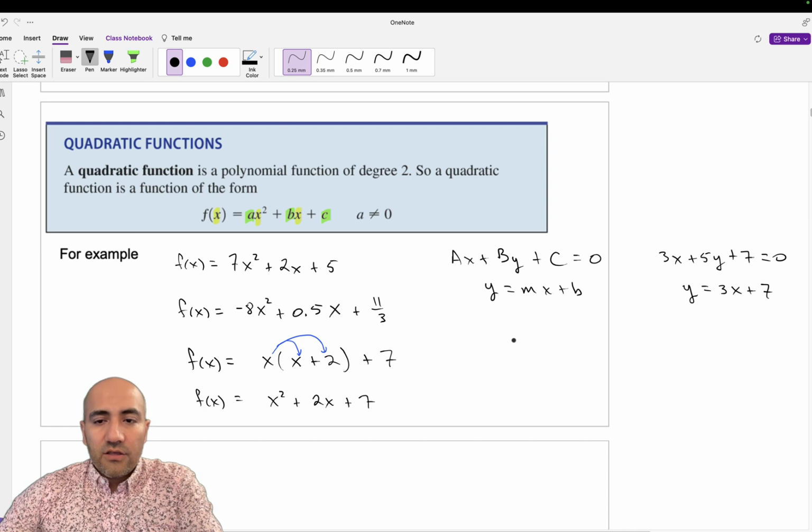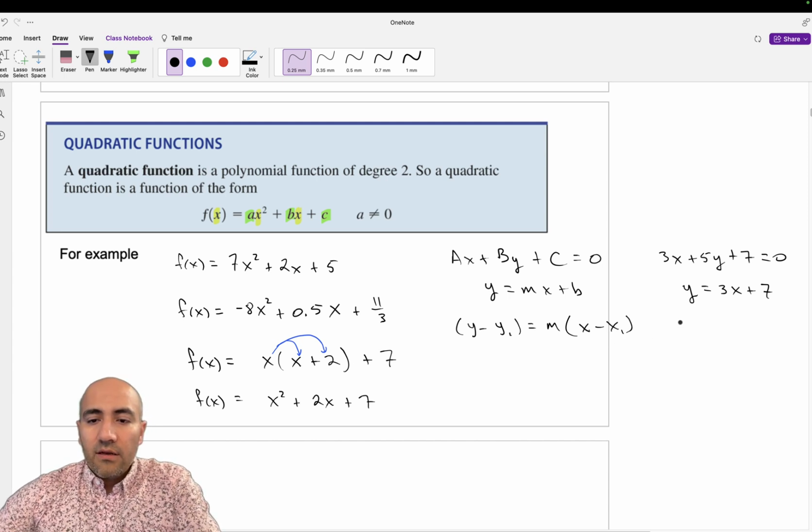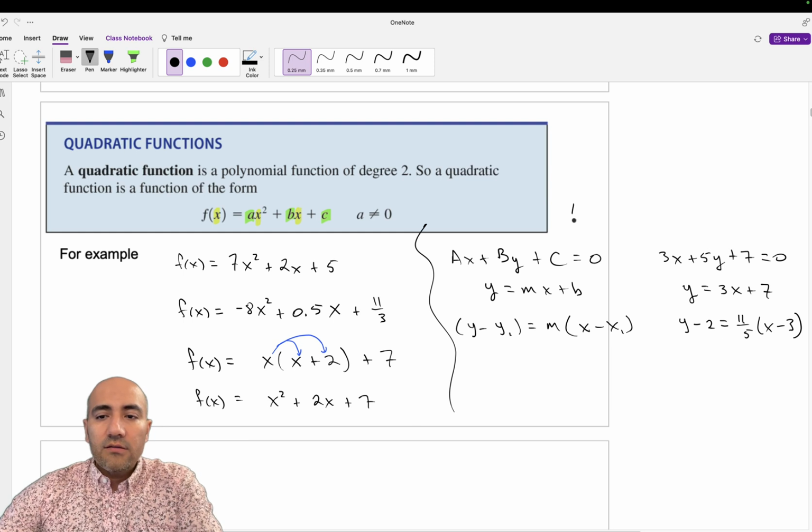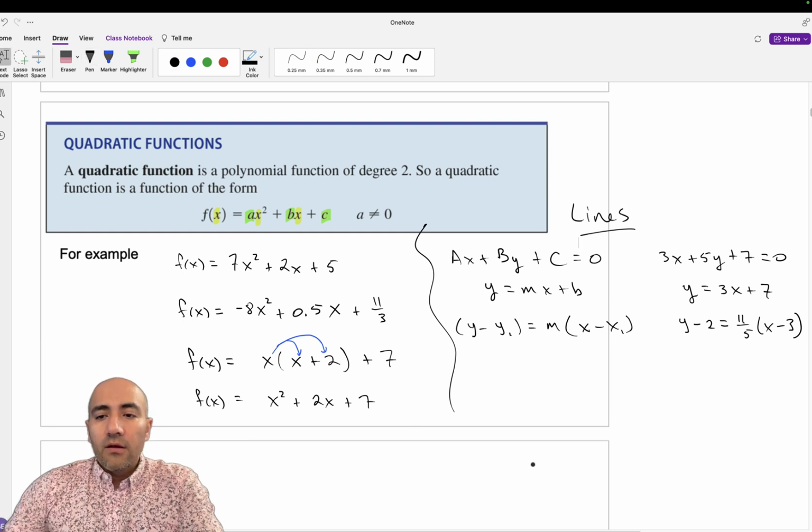And finally, there's the point slope form. So it's like y minus y1 equals m times x minus x sub 1. Right, and again, something that fits this form could be something written like this: y minus 2 equals 11/5 times x minus 3. Okay, all right, so there's 3 different ways in which we can express lines. Let's put this over here. These are lines. Learned that before.